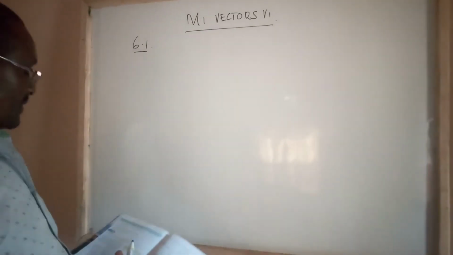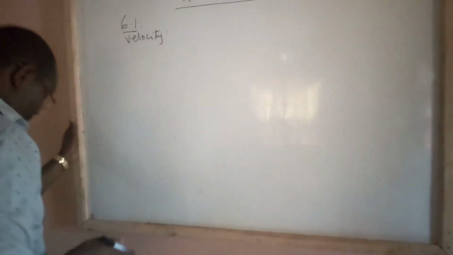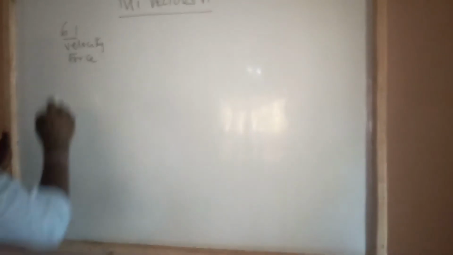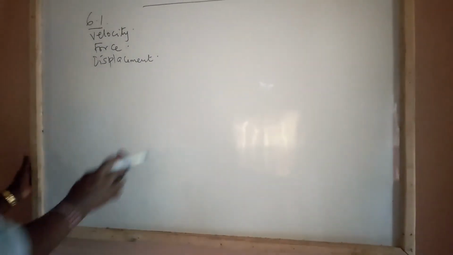For example, we are moving due north at 20 meters per second. That is velocity. A force is also a vector because it has magnitude and also direction. It could be a horizontal force of 7 newtons. We also have displacement. So velocity is an example of a vector, force is an example of a vector, and displacement is an example of a vector.